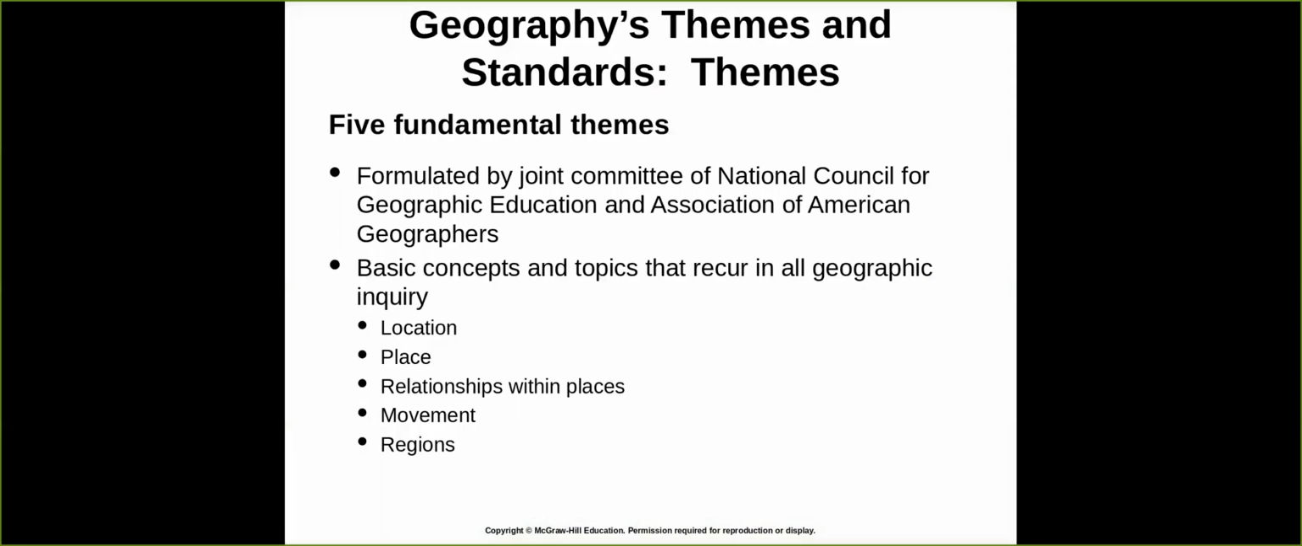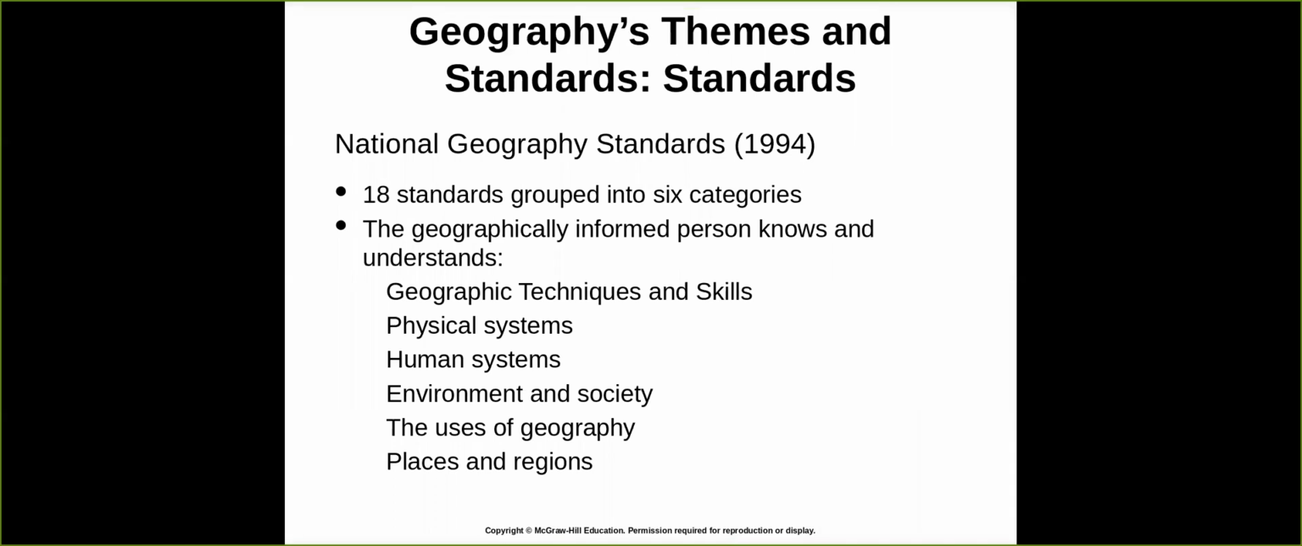Again, we have some different themes, and these are all put together by a variety of different organizations. You've got the Association of American Geographers, the National Council for Geographic Education, and they've basically said what we should be concentrating on in geographic education and inquiry are location and place, the differences between those, the relationships or the spatial interactions that are going to exist, movement, again, part of that, and then how does that all relate into regions.